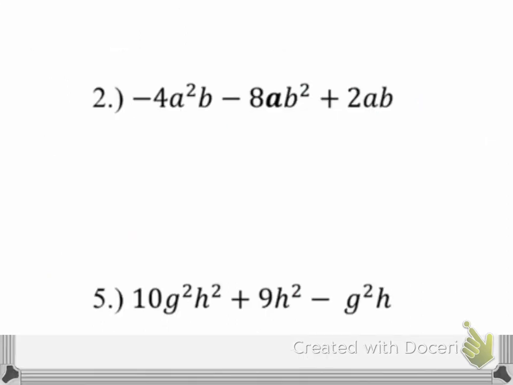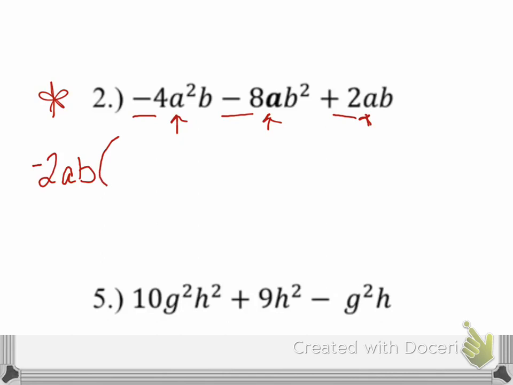So looking at number 2, now I've got more numbers to work with. I've got a -4, I've got -8, and I've got 2. Now, the one interesting thing about number 2 is that I don't like to ever have a leading coefficient that's negative, so I want to factor out a negative. So I would factor out a -2. That's the highest number that divides into 4, 8, and 2. And then if you notice, they all have at least one A, and they all have at least one B. So -2AB would be my GCF.